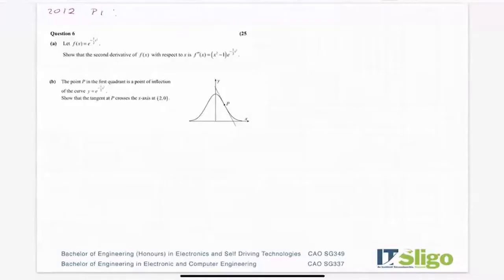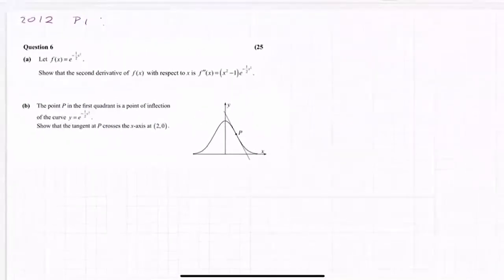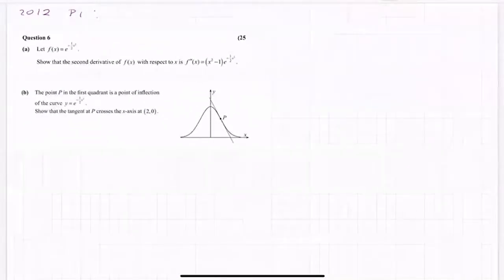Right, so the 2012 calculus question was quite, I suppose, a difficult but doable calculus question. Let f of x equal e to the minus a half x squared. Show that the second derivative of f of x with respect to x, f double dash x, is equal to bracket x squared minus 1, e to the minus a half x squared.